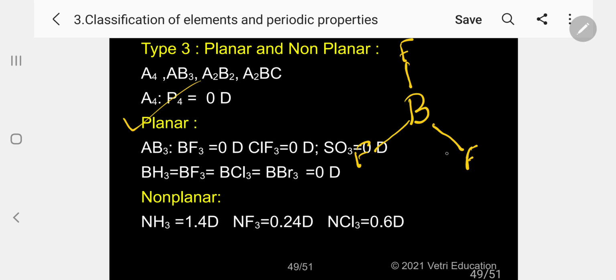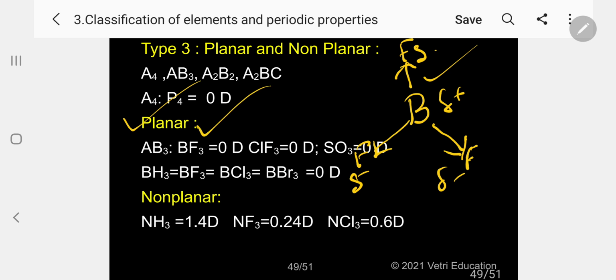So what will happen now? The electrons move towards fluorine, towards fluorine, towards fluorine. So charge separation takes place. This is negative, negative, and this is positive. Kindly follow. So what will happen? Because of the planarity, these two vectors get cancelled by this vector. So all three, because of the planarity, BF3 is 0, same way ClF3, SO3. Kindly follow. PH3, BF3, PCl3, BBr3, all 0.